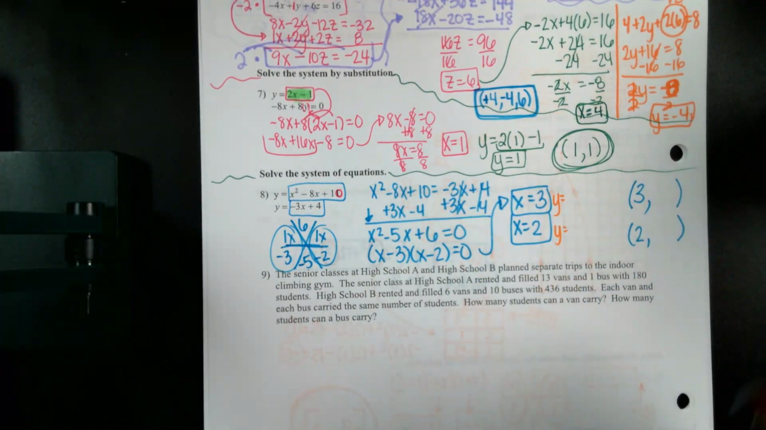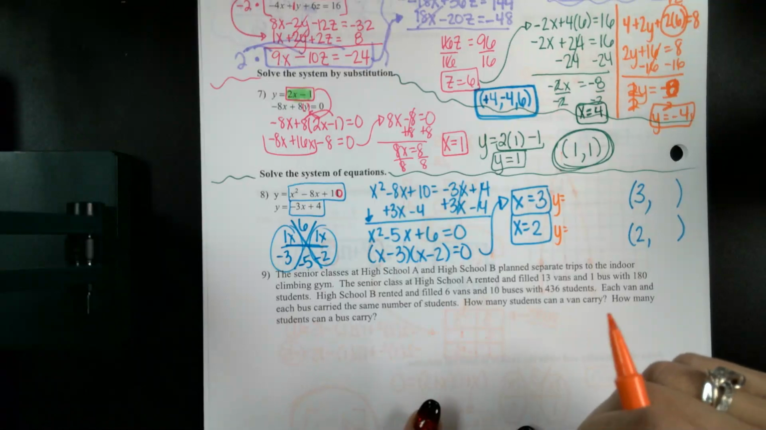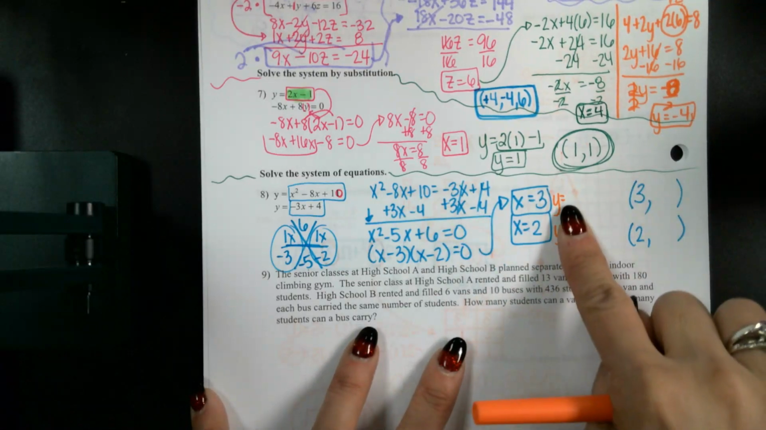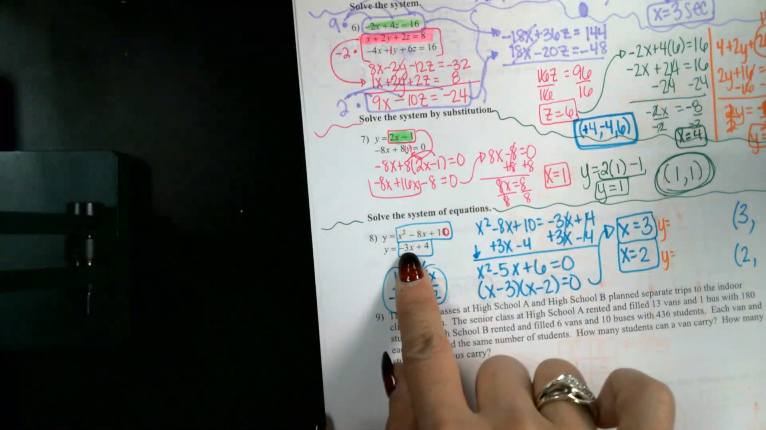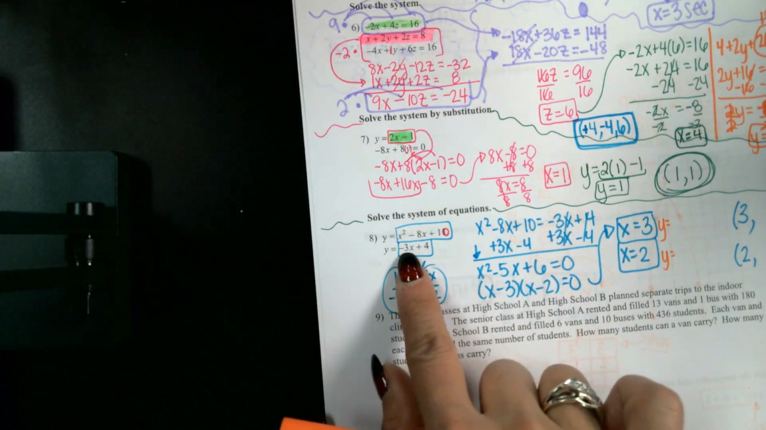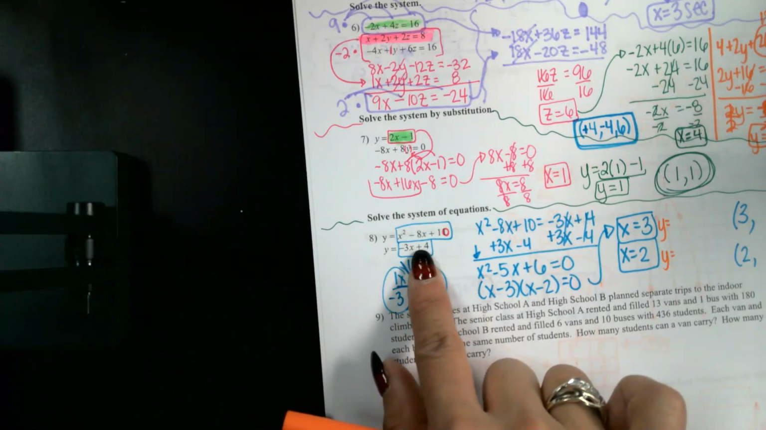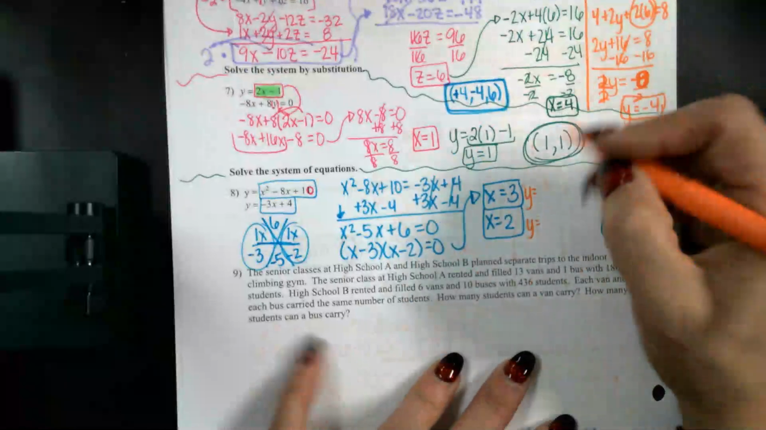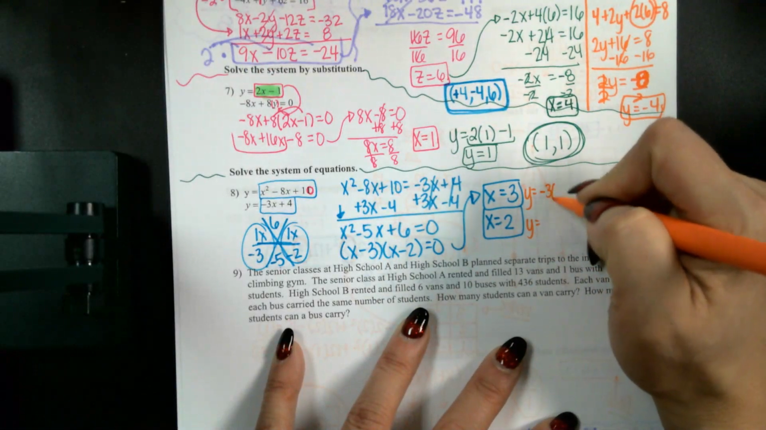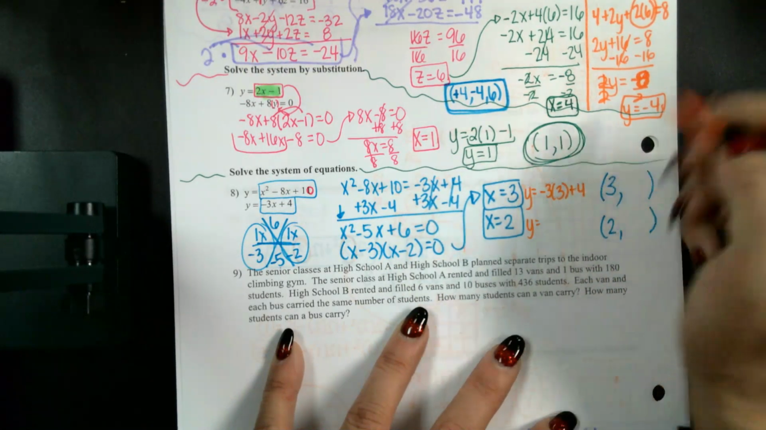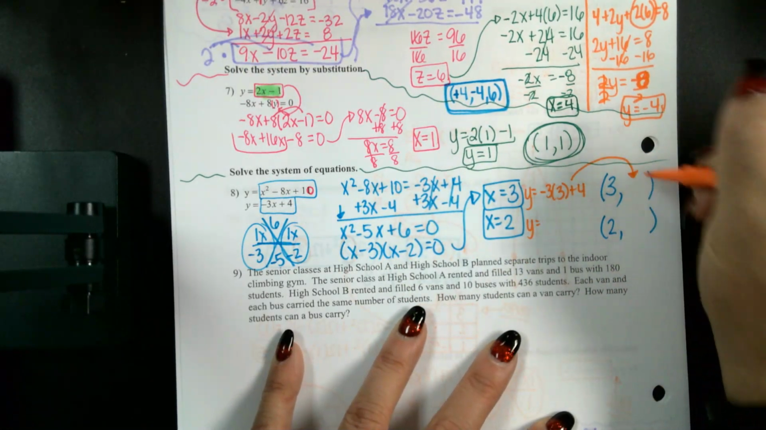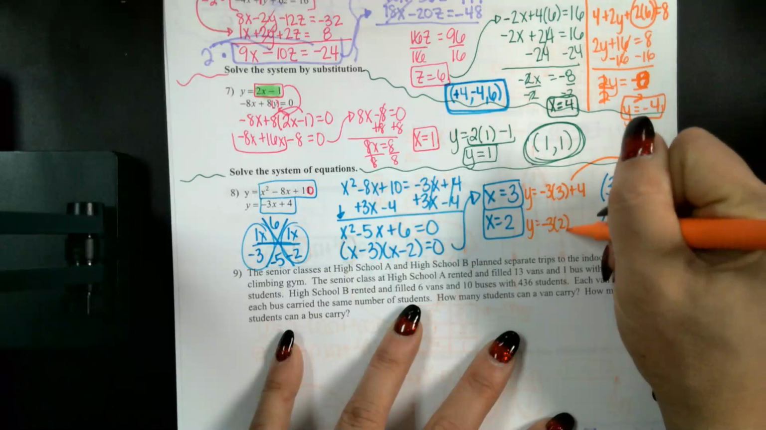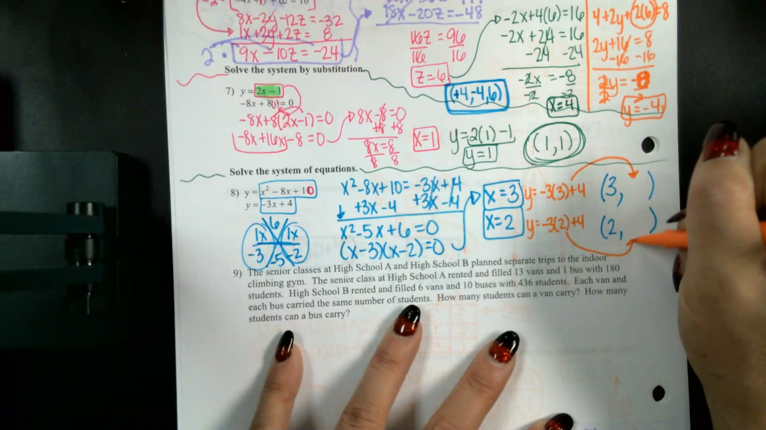So to find the y, look at the board, please. To find these y's, I'm going to take each x value and plug it in right here. So I'm going to do -3 times 3 plus 4 and -3 times 2 plus 4. I'll put the first answer here, and the second answer there.